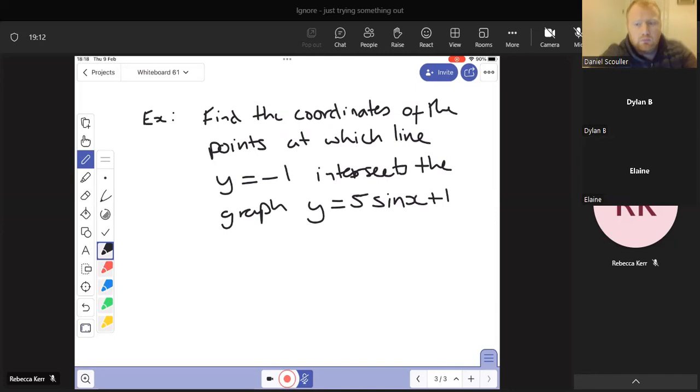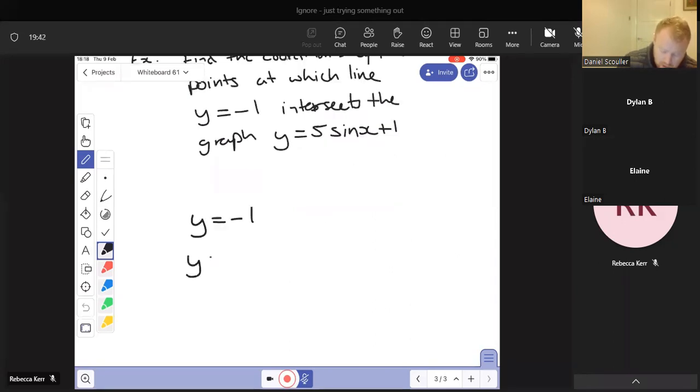Okay, now looking at that might be the first time we've seen something like that, but when we did straight lines, we thought about intersecting lines as well. So when do those lines both equal the same number on that y-axis? And when do those lines equal the same on the x-axis? It's the exact same type of question. We've got two equations there. We've got y equals -1, and we've got y equals 5 sine x plus 1.